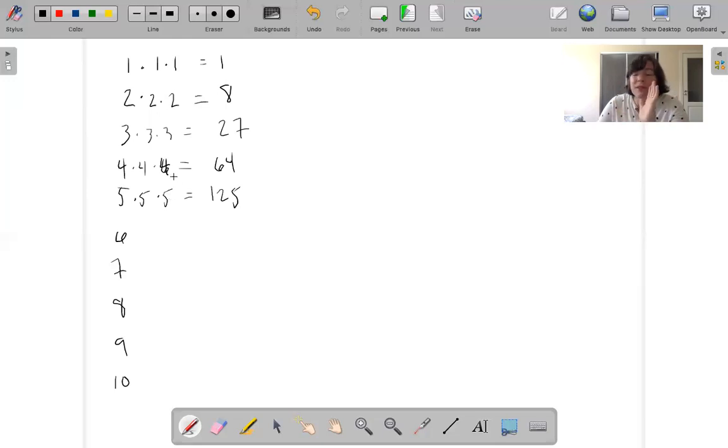And I mean that very seriously, in my sweetest, kindest, most loving, gentle Mrs. Givens voice. If you couldn't do this very, very quickly in your head, I really want you to practice your multiplication, okay? Now we get into the ones that are a little bit more challenging.